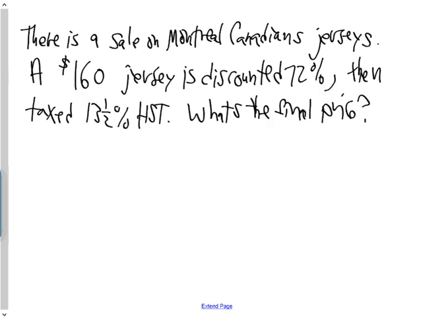Your last question is both the discount and the tax. So for this one, I'm just going to do it the best way, the fast way. I'm not going to bother doing it the slow way. You can still do it, but I'm going to show you just based on this thing. So this is the cost of the jersey. That's 100% of the jersey.